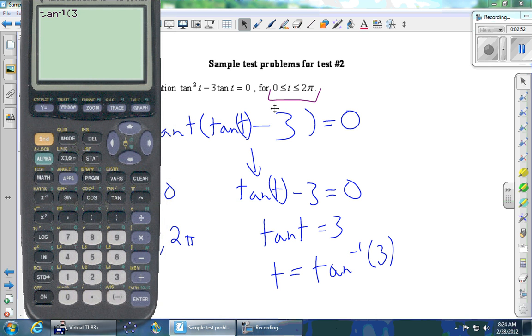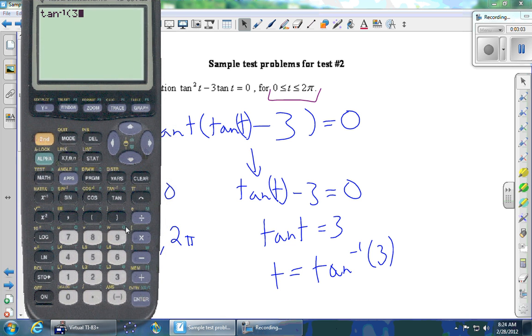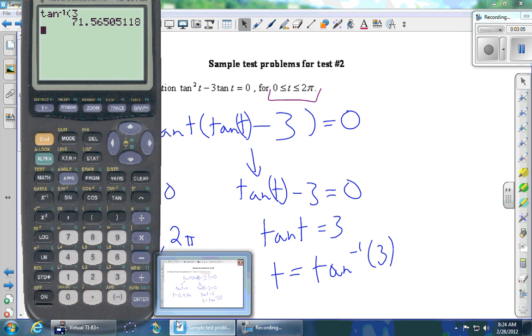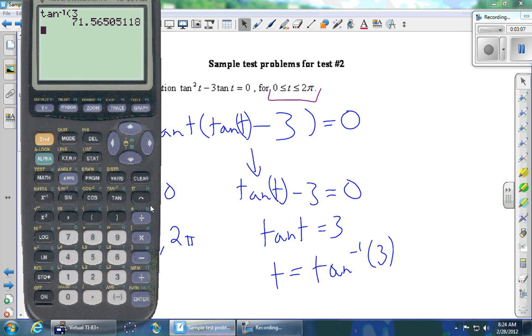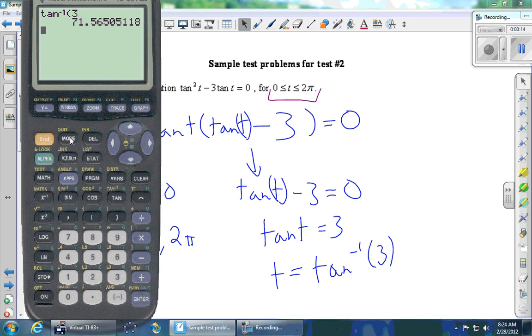What mode should we be in? We should be in radians because we're looking for answers between 0 and 2 pi. So radians is the right thing. I'm going to go ahead and change it to degrees just for a second to get the wrong thing. So 71.565 degrees is fine, but it is not in this interval. So if I change my mode back to radians, all I have to do is hit enter. It'll recalculate the same thing. That's the answer in radian mode. So 1.25 radians.